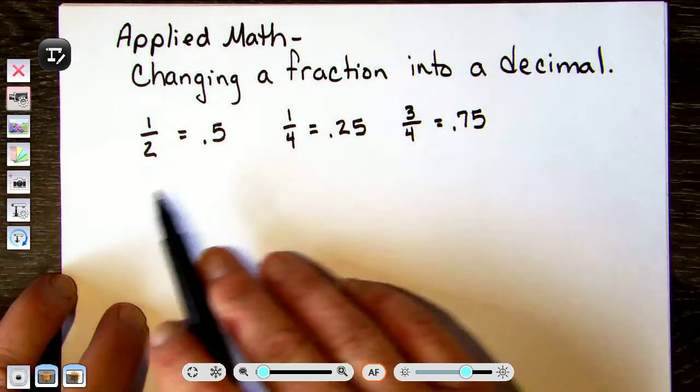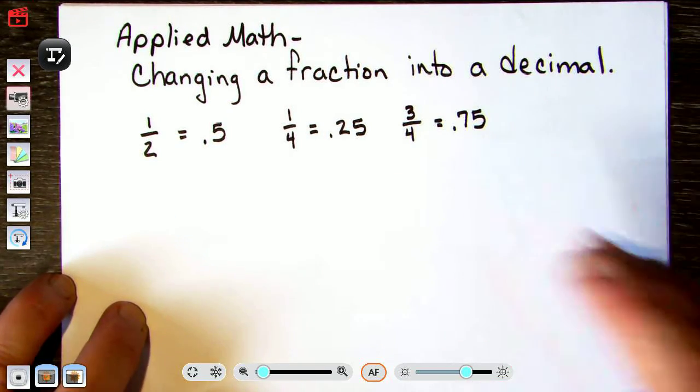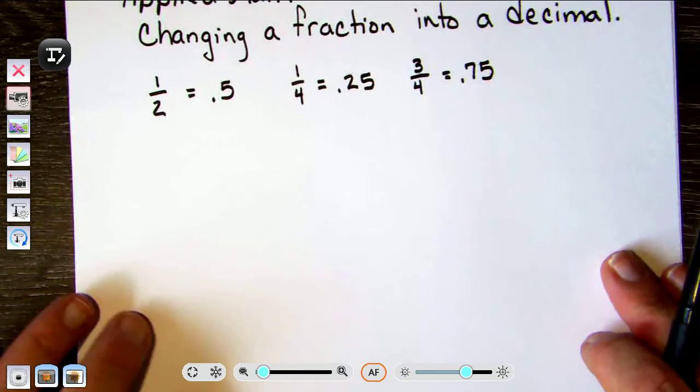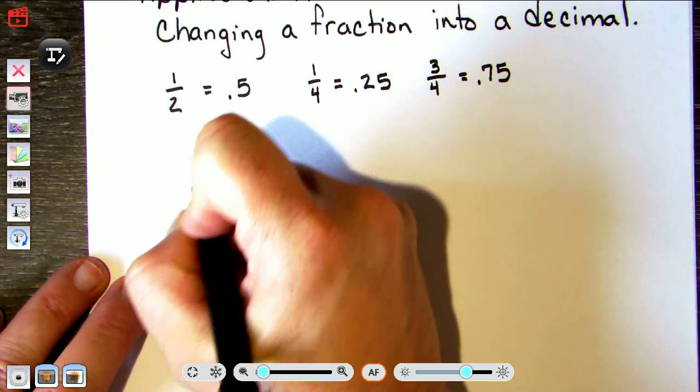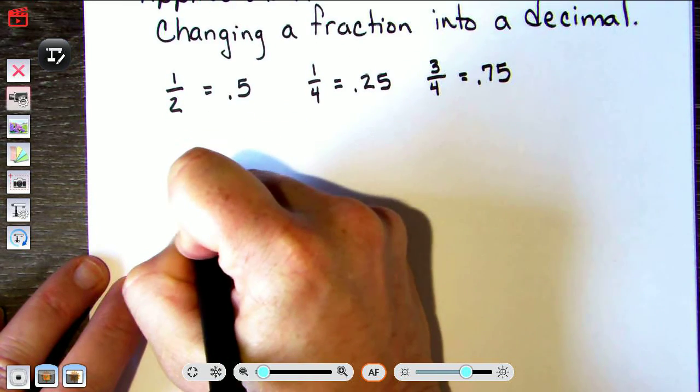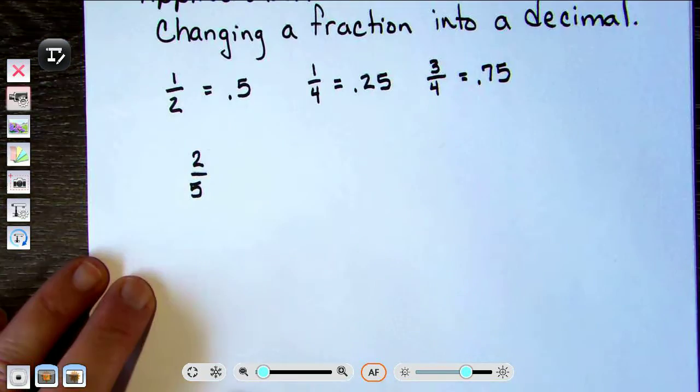If you don't know these, that's fine. We can easily get them. And the way we're going to do that is through long division. So let's just take, let's say, 2/5. Some of you may know what this decimal looks like, but we want to turn it into a decimal.